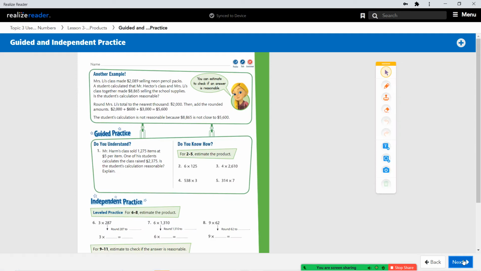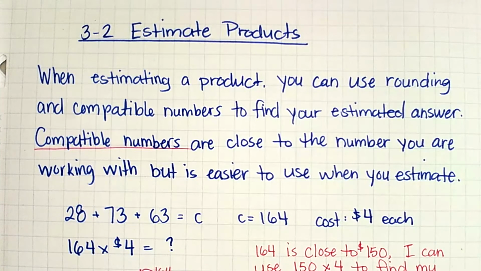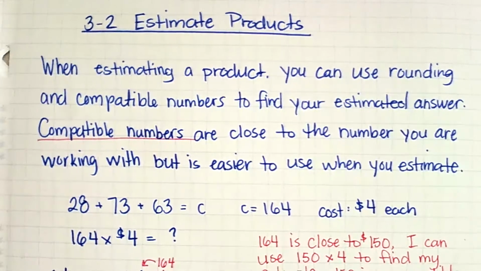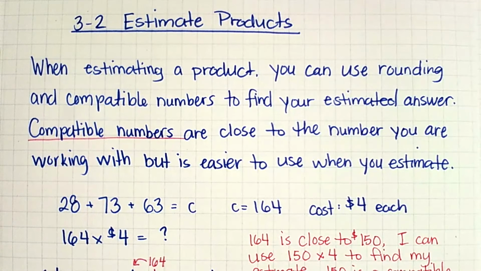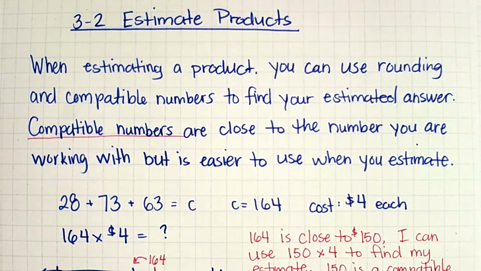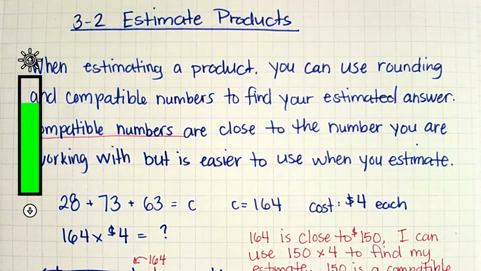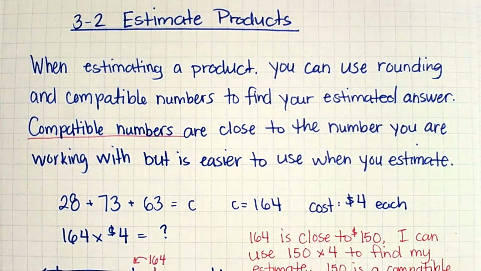So let's stop. Before we do our guided practice, we're going to go over some of our notes from this lesson. So again, always put your lesson title and number at the top. When estimating a product, you can use rounding and compatible numbers to find your estimated answer. Compatible numbers are close to the number you're working with, so they're close to the real number, but they're easier to use when you estimate. They're not as complicated. They're simpler numbers, usually groups of hundreds or thousands, something that's easy to work with and to use when you try and do mental math.